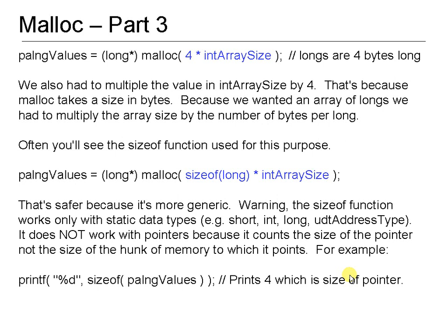As I said in the last slide, we had to multiply the size by 4 to convert from bytes to long. Now often you'll see the sizeof function used for this purpose. So here we say sizeof long, and that's going to return 4. Now it's going to programmatically determine that, which is much safer and more generic than hard coding the value 4 in there. Multiplies that times the array size.